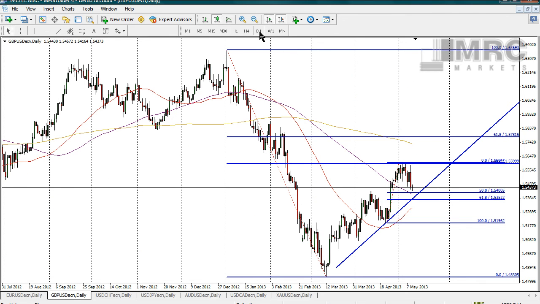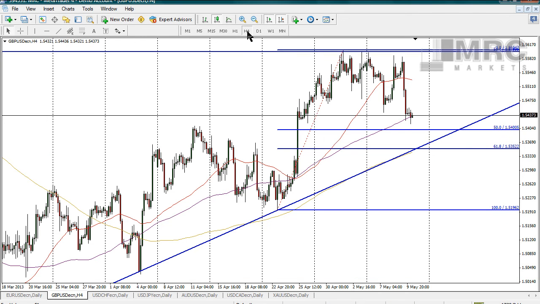So the big daily 50 back, and on the 4 hour you've just got buyers coming in off the trendline support and these nice fibs as well. So it's been playing out very nicely, very, very technical indeed, this cable chart.